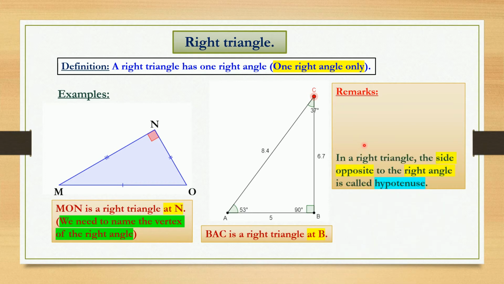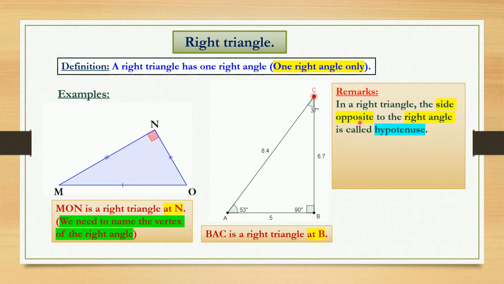Now remarks: in a right triangle, the side opposite to the right angle is called hypotenuse. In this triangle MNO, here we have the right angle of vertex N. The side opposite to it facing this right angle is MO. So MO is called hypotenuse. In this right triangle ABC of vertex B, the side facing opposite the right angle is AC.